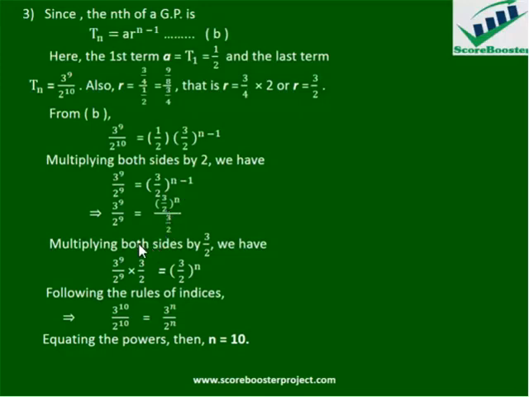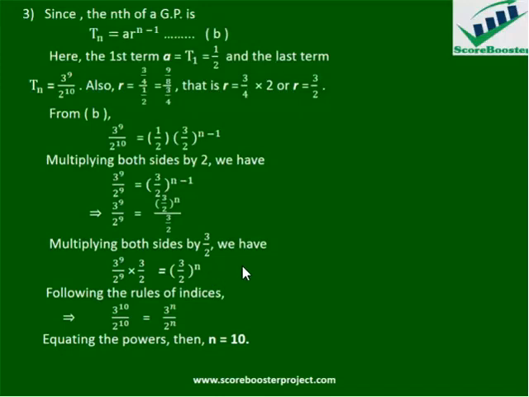So here, we also multiply both sides by 3 over 2. This is the denominator. We multiply both sides by 3 over 2. So we have 3 over 2 here, 1, 3 over 2 here, 1. We are left with (3/2) raised to the power n. So if you multiply this side by 3 over 2, according to the rule of indices, a raised to the power m multiplied by a raised to the power n is equal to a raised to the power m plus n. So 3 raised to the power 9 multiplied by 3 raised to the power 1 is 3 raised to the power 9 plus 1, which will give 3 raised to the power 10. 2 raised to the power 9 multiplied by 2 raised to the power 1 is 2 raised to the power 9 plus 1, which will give 2 raised to the power 10, which will be equal to (3/2) raised to the power n.